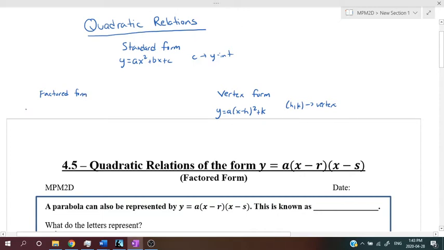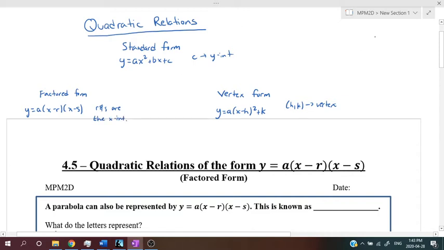And factored form looks just like a factored trinomial. We're going to call the two factors r and s. And it just so happens that r and s are the x-intercepts of that parabola.